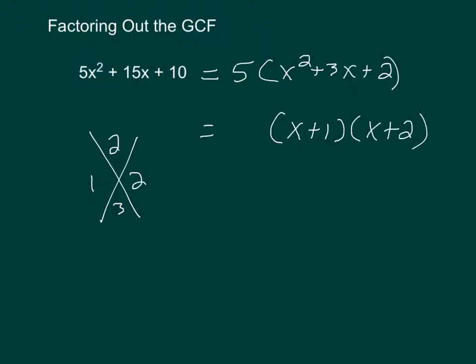One thing that's important to keep in mind, I've got to bring my 5 down as well. That's part of my factored answer. And there you go. That's the case where it's really, really easy if you happen to have a greatest common factor and it makes it just an x squared instead of an ax squared. All right, not always going to be that easy though. Let's take a look.